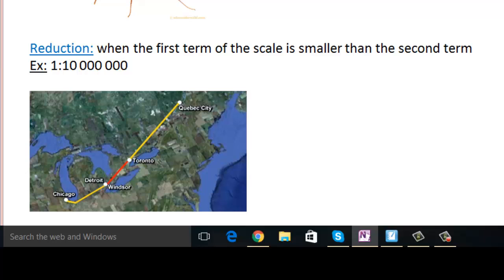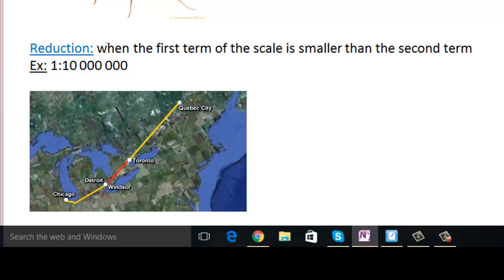In reality, let's say between Toronto and Windsor, the distance is 360 kilometers for sure. So how can I draw 360 kilometers on a small paper, on a small map? In this case, I need something we call reduction. So when the first term of the scale is smaller than the second term, this is a reduction. If you look at the scale of this one, you see a scale of 1 to 10 million. That means 1 centimeter on the map equals 10 million centimeters in reality.